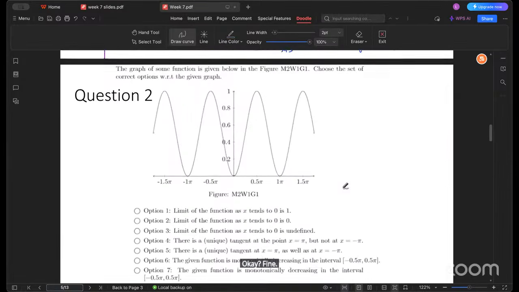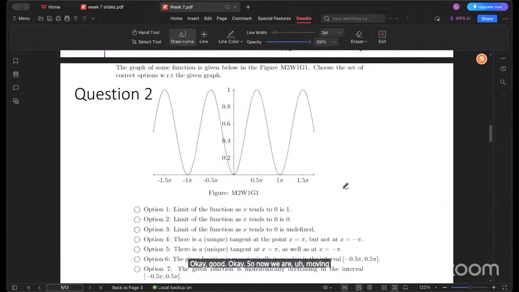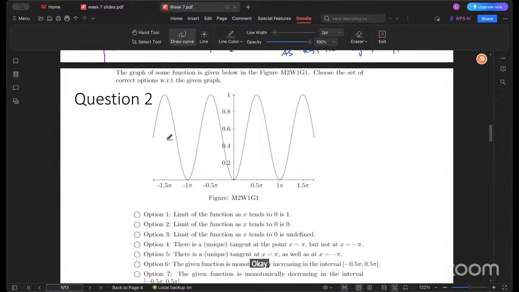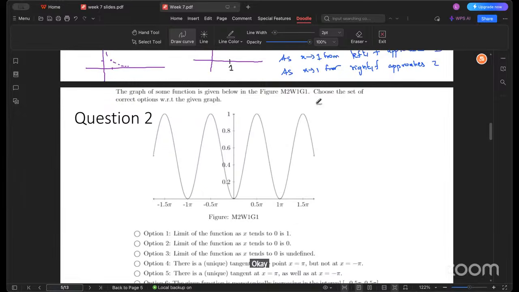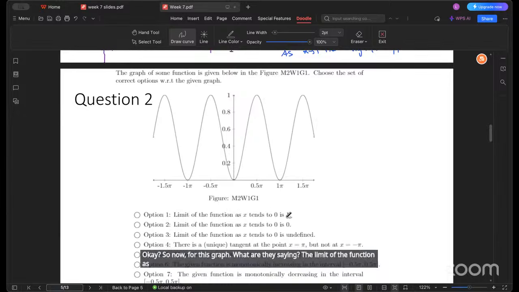Okay, good. So now we are moving to the next question here, which again involves limit and two other concepts. One is tangent and another is monotonically increasing and decreasing. So here we have a graph of some periodic function given. Now for this graph, they are saying the limit of the function as x tends to 0 is 1.